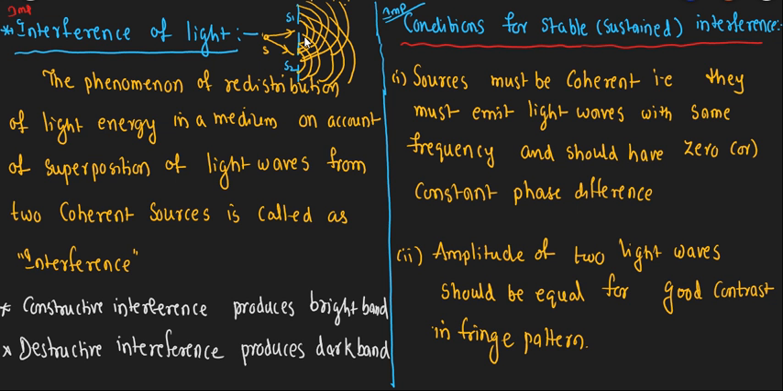Due to the superposition, if you keep a screen here, on the screen you will observe a bright band, dark band, bright band, dark band, like that. You will observe one bright band, then the next dark band, and then again a bright band. Like this, you will observe bright and dark bands.